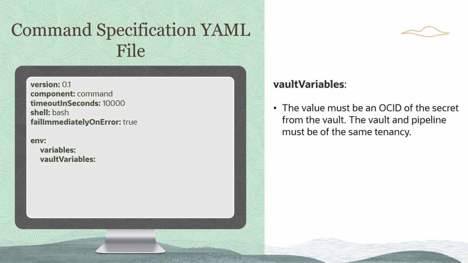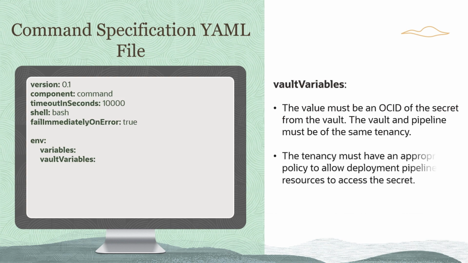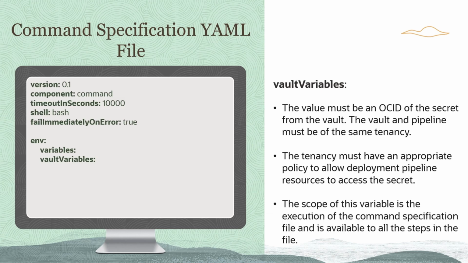Vault variable is a type of custom variable where the value is retrieved from the vault using the OCID of the secret. This variable is available for all steps within the command specification file. Also make a note, the user tenancy must have an appropriate policy defined to allow deployment pipeline resources to access this secret.